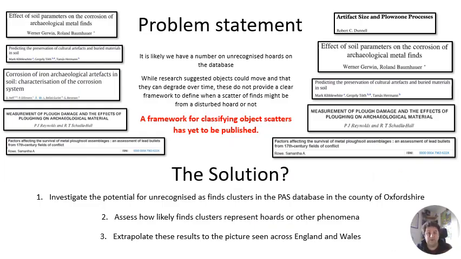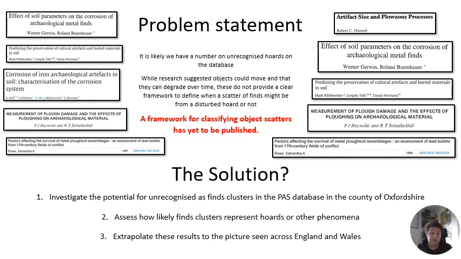So hopefully those two case studies illustrate a problem that we have working with Bronze Age hoards through the treasure process. The first is it's possible when we have 10,000 finds that we've got a large number of unrecognised hoards on the PAS database, those hidden treasure cases. But similarly, identifying clusters isn't always straightforward. Now, the problem here really resulting all around this is that we don't really have a framework for classifying object scatters that provides a guide for the treasure process.